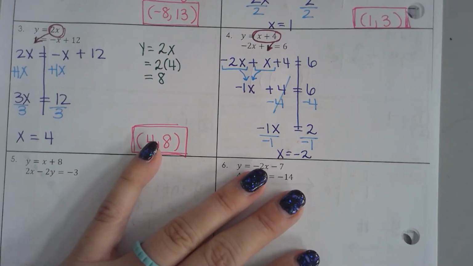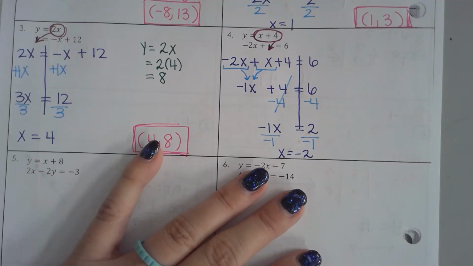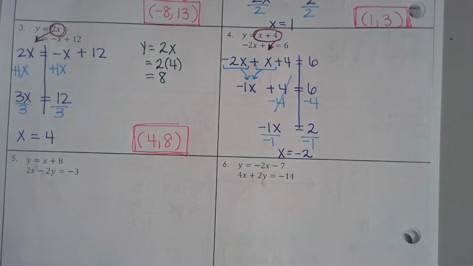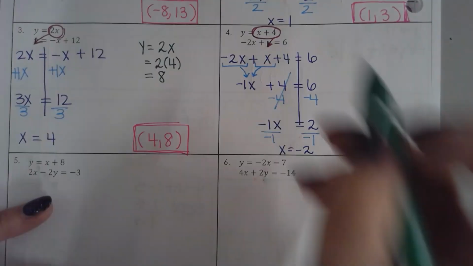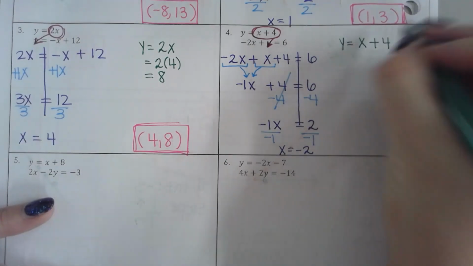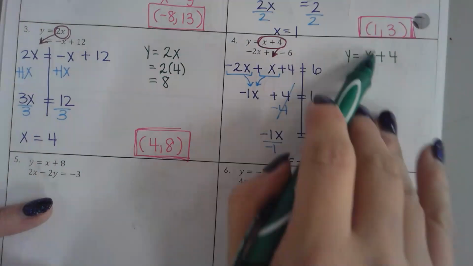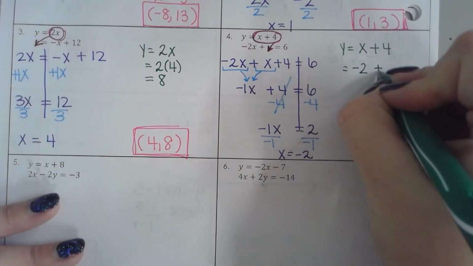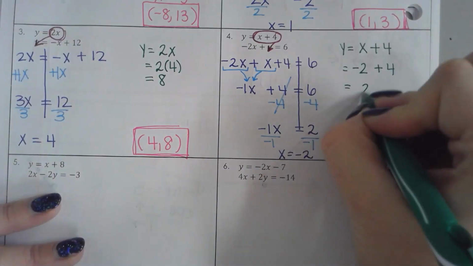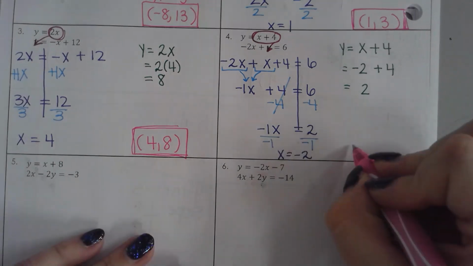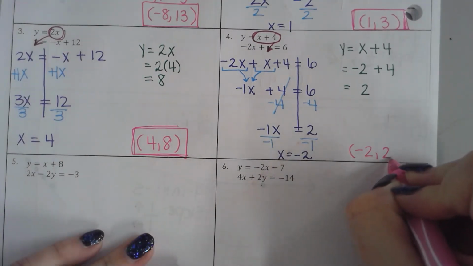Do I know my y value? Do I know it just by the equations that I'm given? Not yet. So I have to plug this negative 2 back in. I know that y is x plus 4, and I know that my x is negative 2. So negative 2 plus 4 is 2. So my solution is the point (negative 2, 2).